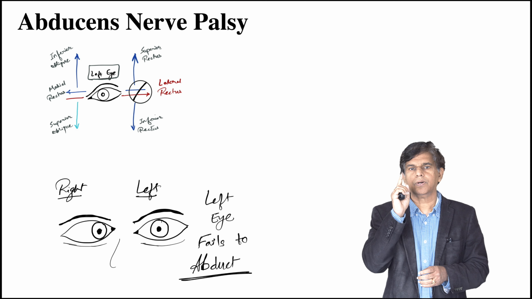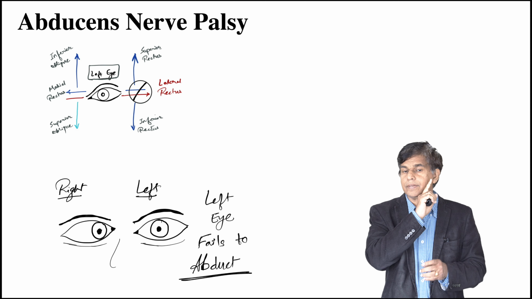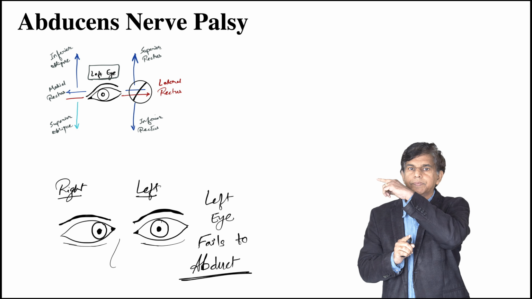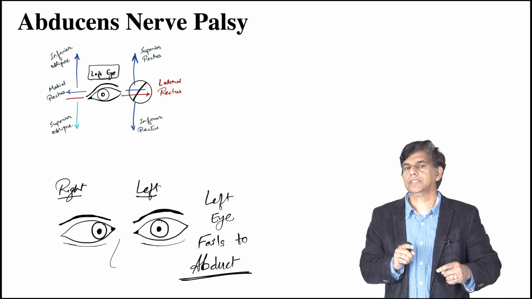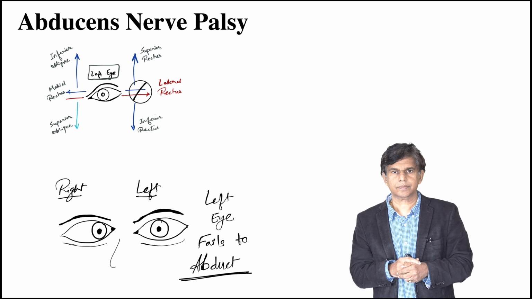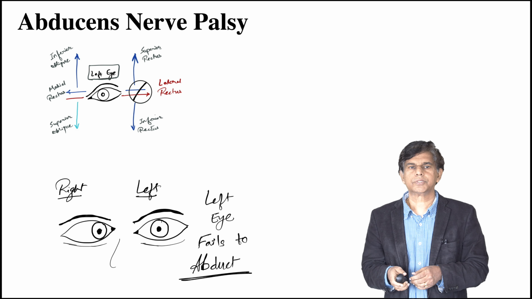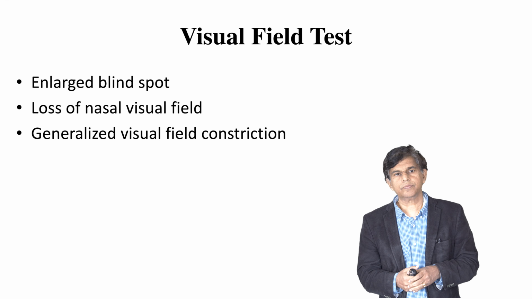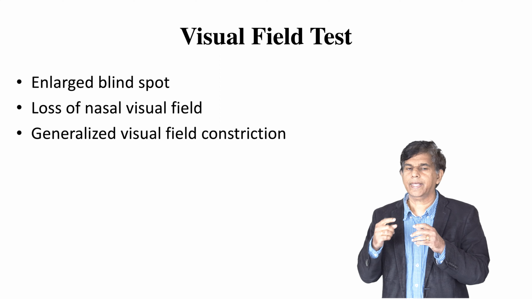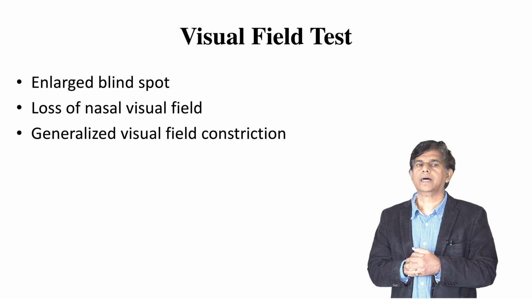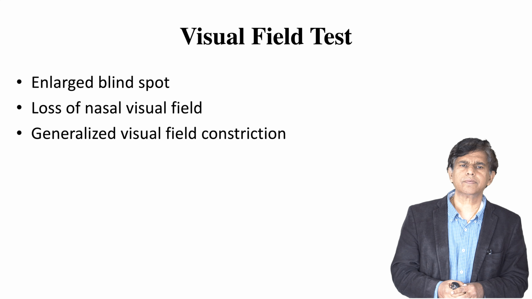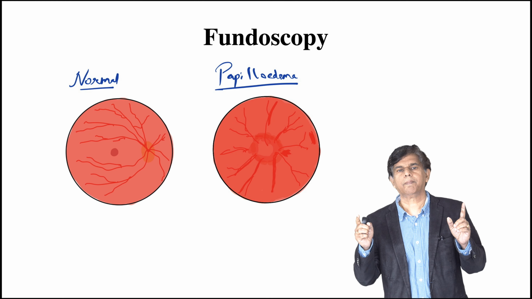Okay. So what is the other eye going to do? The other eye is going to move to look to the side. Okay. So abduction is affected and the lateral rectus muscle is affected. Okay. So for visual field defects, you can see an enlarged blind spot and loss of the nasal visual field. Generalized visual field constriction is also seen. When you look at the fundoscopy, you always see the papilledema.